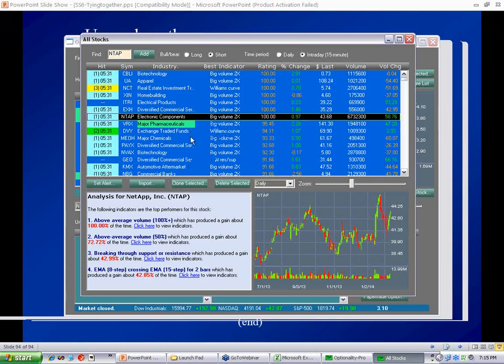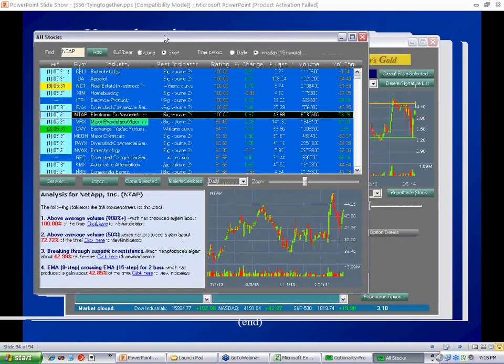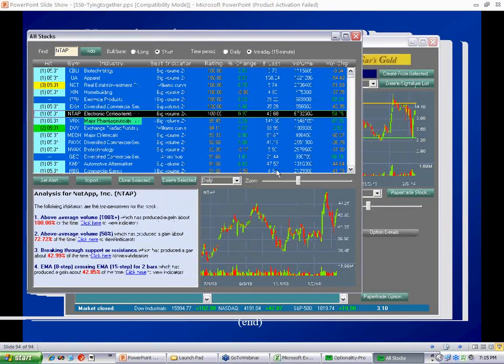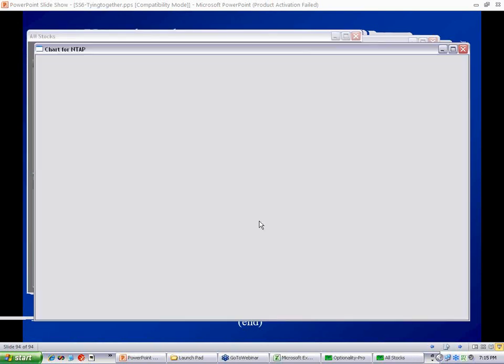Oh, I'm sorry. In this case, I have the short side selected. Whoops. That means when it's big sell volume, it's actually fallen 100% of the time. Unbelievable. Is that true? Is that really true? It looks like it.